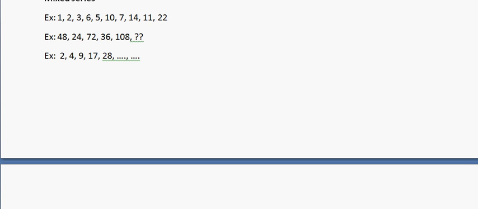Now let's go to the next question, which says 48, 24, 72, 36, 108 and dash dash. Seemingly an easy one, right? So this is 48 divided by 2, right? And 24 multiplied by 3. 72 divided by 2, multiplied by 3. So this has to be divided by 2, which is 54, right? This we have already done before, so let's not do it.